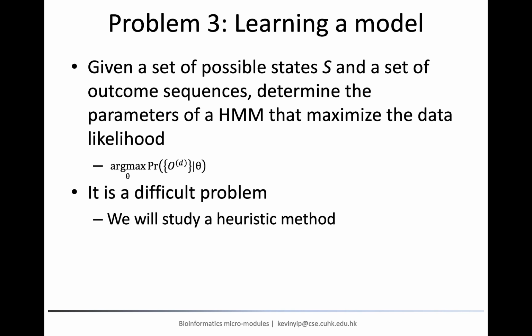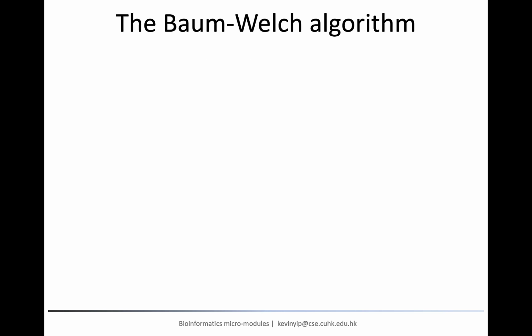In general, it is not easy to find the parameter values that maximize the data likelihood, and so the problem is commonly solved using a heuristic method, which runs fast practically but cannot guarantee that the result is always optimal. The algorithm that we want to discuss is the Baum-Welch algorithm, invented by Leonard Baum and Lloyd Welch. It is an expectation maximization algorithm, which iteratively updates the value of the parameters.